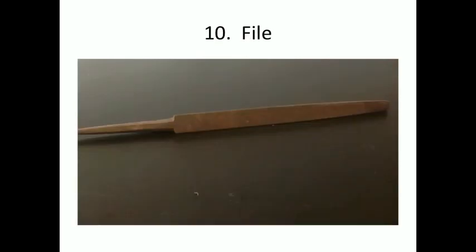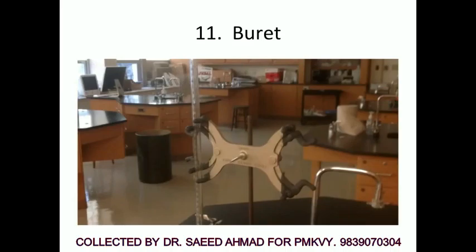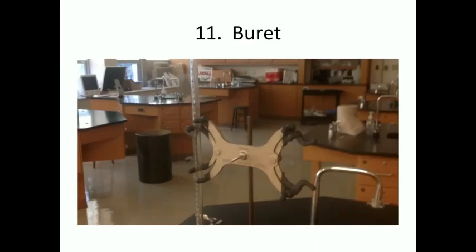This is a file. We use this in our penny lab to notch our pennies, or we can also use it to notch many different types of metals. It's also used to score glass so it can easily be broken. This is a burette. It's used for measuring volumes of liquids, especially during acid-base chemistry.